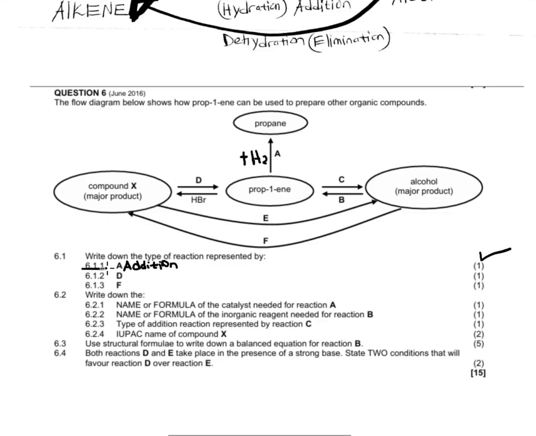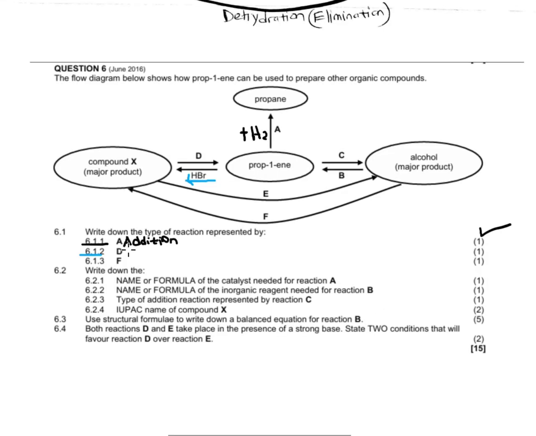So let's go to question 6.1.2. They want the type of reaction that is represented by D. So we're actually focusing on D now. D is this arrow here, or you can actually look at this black arrow. Can you see this black arrow? That is going to the alkene. We're actually moving from compound X, which is a major product, to an alkene. Guys, on this question here, what type of reaction is happening here? It's elimination. So it's elimination reaction, and they will get 1 mark.